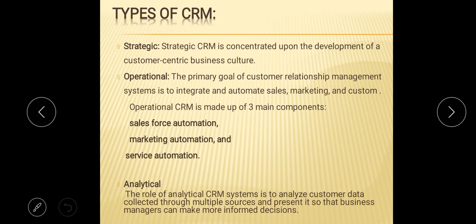Now, coming to the types of CRM, first of all, there is strategic type. Strategic CRM is concentrated upon the development of a customer centric business culture. Next, the operational CRM.